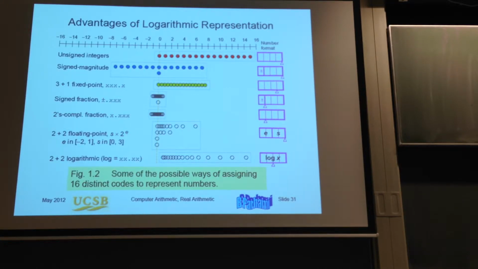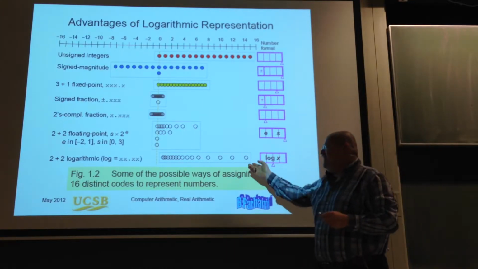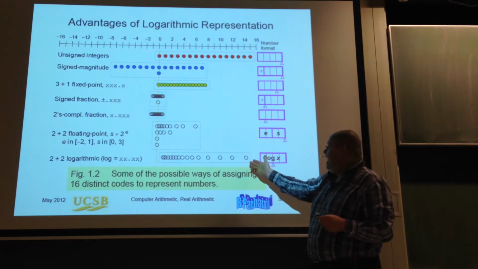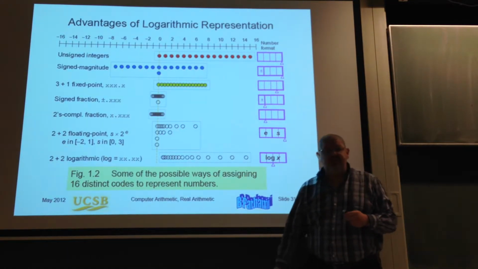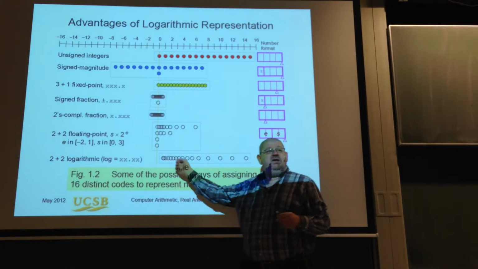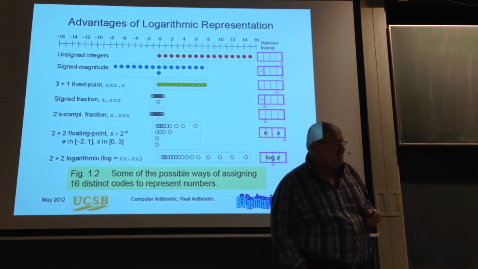Now, this is a slide which is telling you the fact that if I'm using those bits for logarithmic representation, I get a very large dynamic range. I have some good precision close to 0, and then, you know, the accuracy is decreasing.